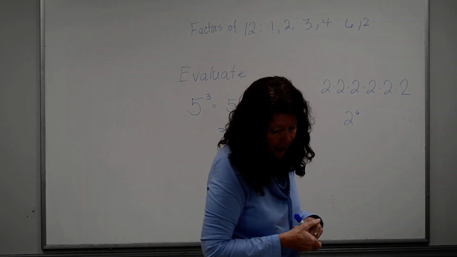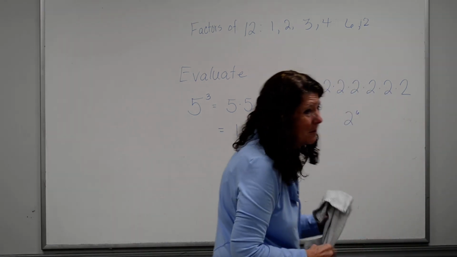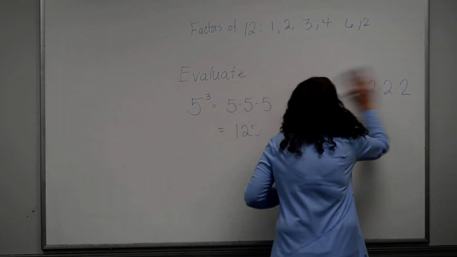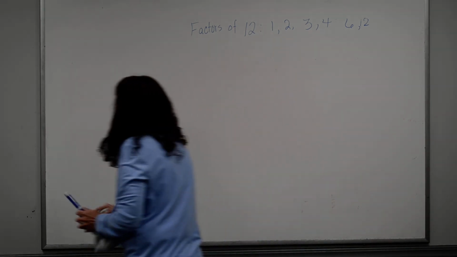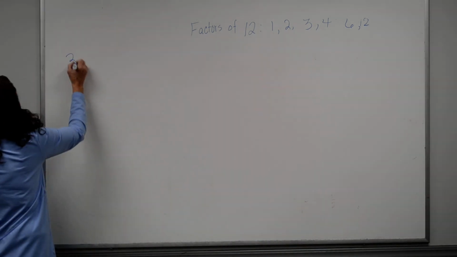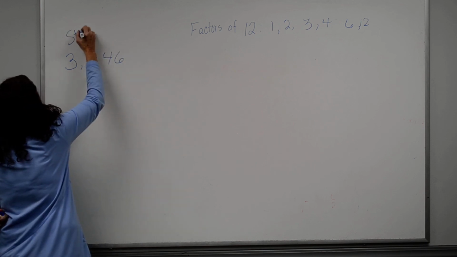Then we talked about expanded form and standard form. Now that was the weird part of it. So let's say we have a number, 3,246. This is written in standard form.